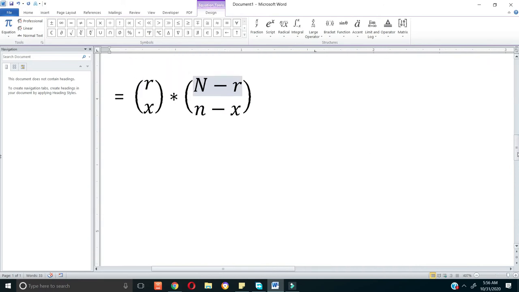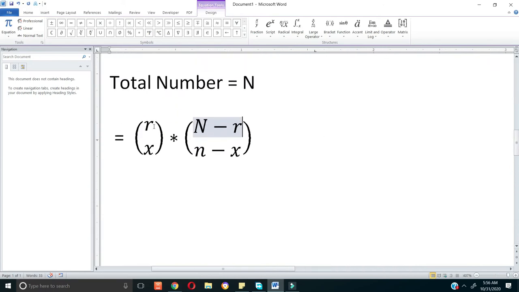If you pick r red balls, you're going to pick n minus r blue balls. If you pick x red balls, it means you're picking n minus x blue balls, and the x red balls you're picking out of r balls, and the n minus x blue balls you're picking out of n minus r balls. So this is actually the number.